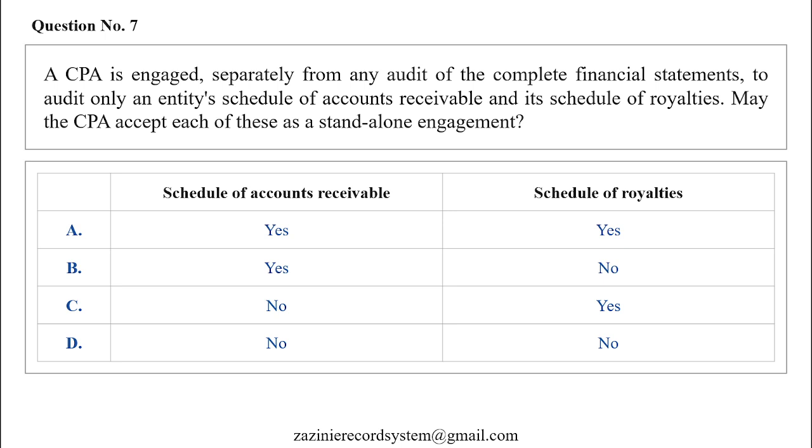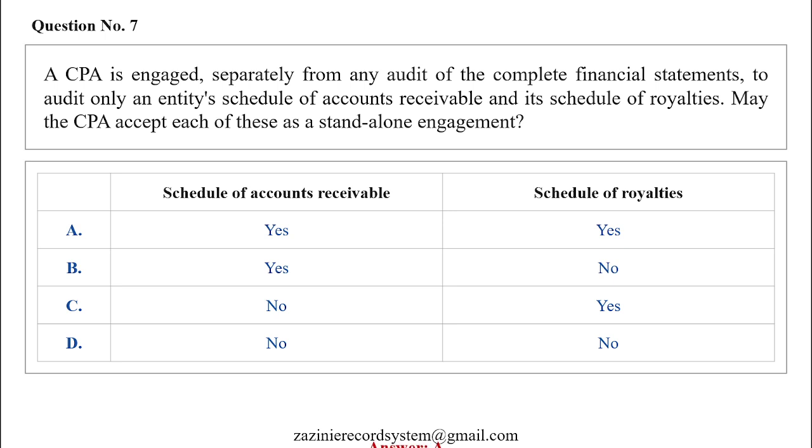Question number 7. A CPA is engaged, separately from any audit of the complete financial statements, to audit only an entity's schedule of accounts receivable and its schedule of royalties. May the CPA accept each of these as a standalone engagement? Letter A, schedule of accounts receivable, yes. Schedule of royalties, yes. Letter B, schedule of accounts receivable, yes. Schedule of royalties, no. Letter C, schedule of accounts receivable, no. Schedule of royalties, yes. Letter D, schedule of accounts receivable, no. Schedule of royalties, no. Correct answer is letter A.